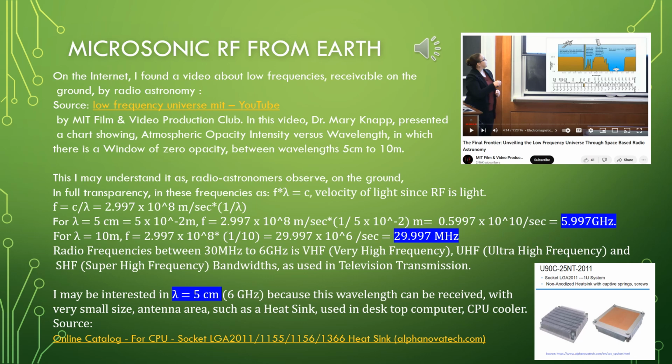I may be interested in lambda equal to 5 cm, 6 gigahertz, because this wavelength can be received with a very small antenna area, such as a heatsink used in a desktop computer CPU cooler.